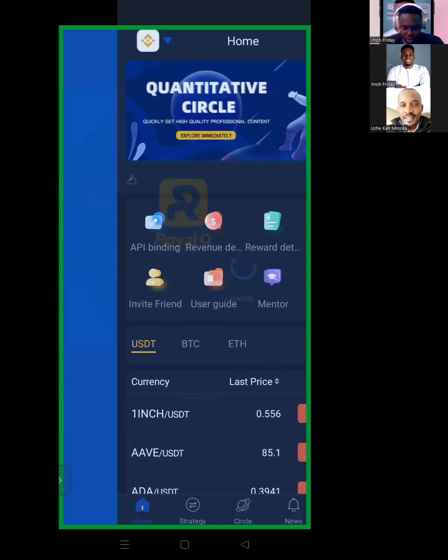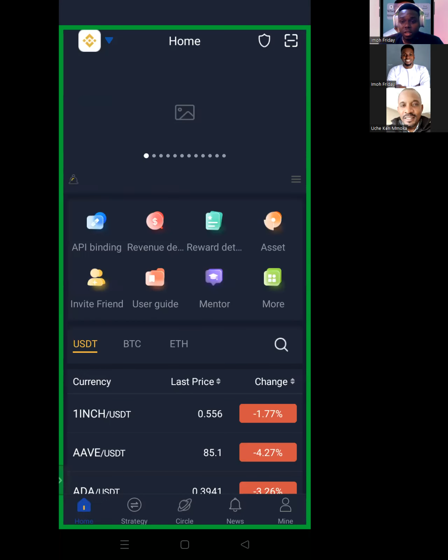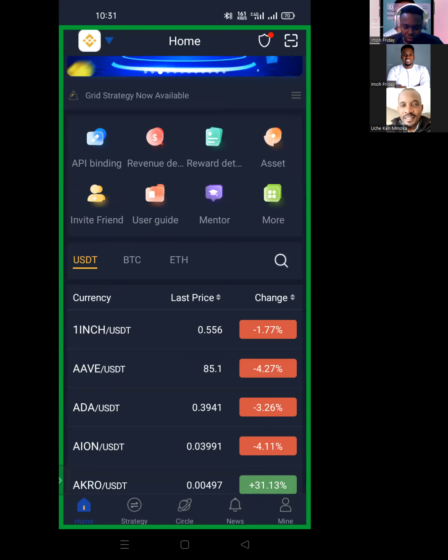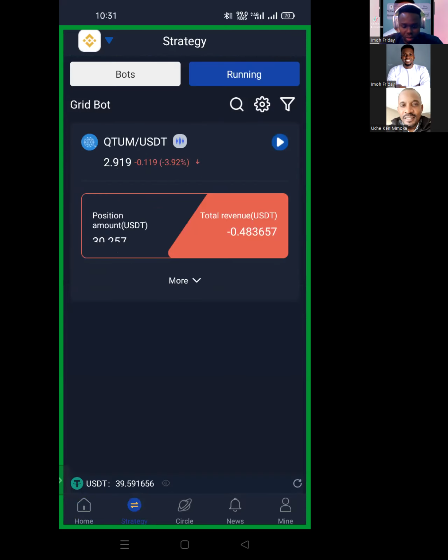The market is on red. So now, how do you prevent yourself from floating loss when you start using the Royal Q Grid bot? This is how it works. So this is your own page. All right, you need to access the bot. You go to strategy. You click on strategy. All right, you can see. You click on the bot. I have a trade that is running right now. I'm going to explain this to you.